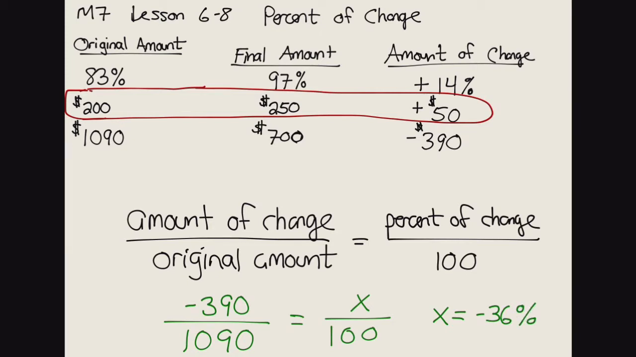I got -36. Okay, so what this means is that when I moved to Fort Wayne, my mortgage went down 36%. Is that good? That's pretty great. A decrease of 36%, my mortgage got cut by a third. That's pretty amazing. I love Fort Wayne.